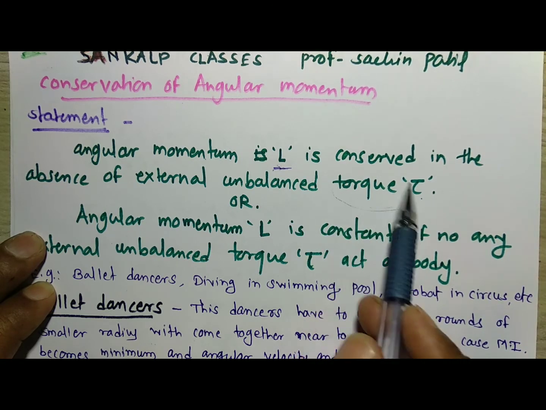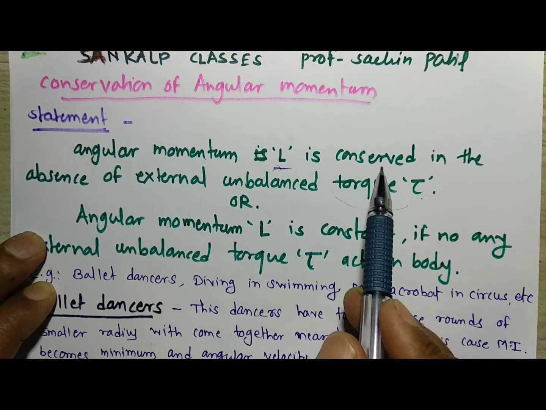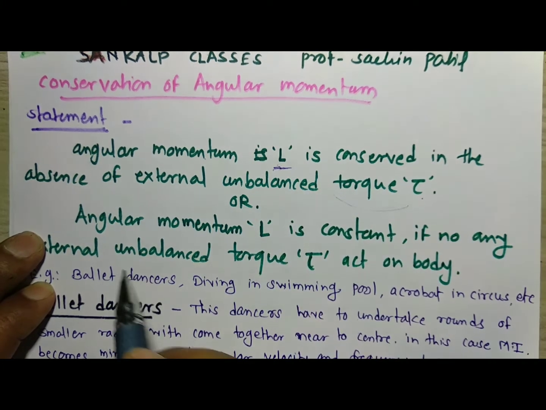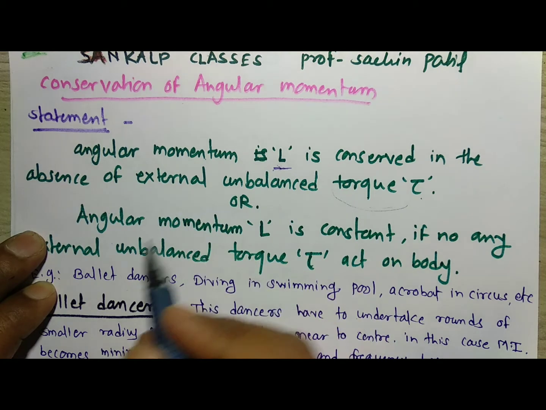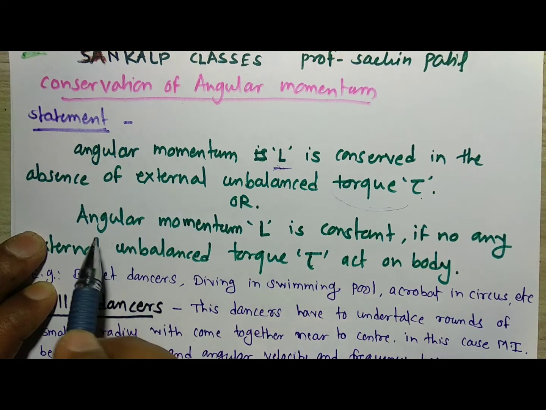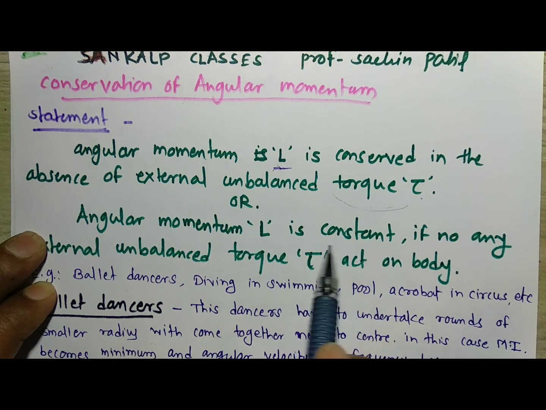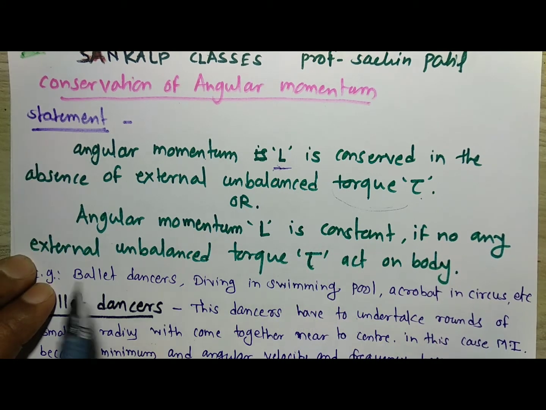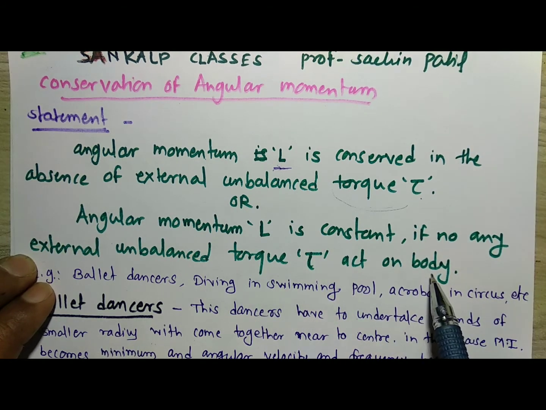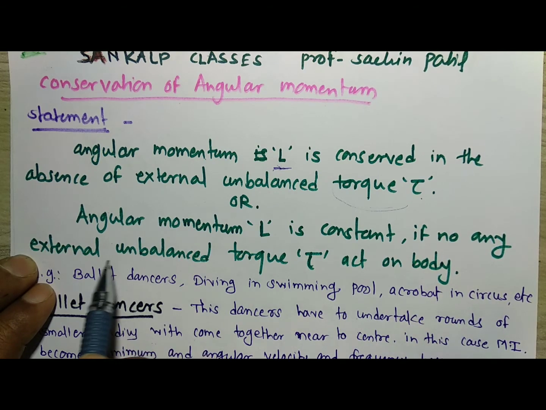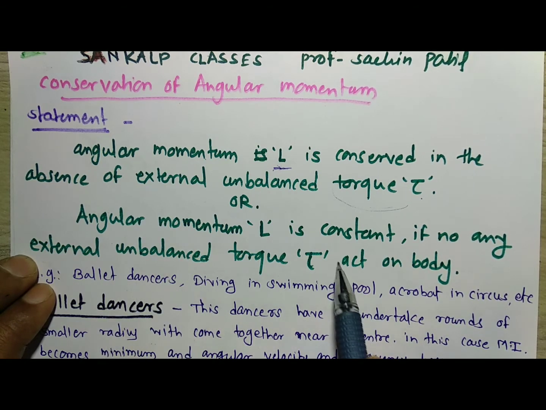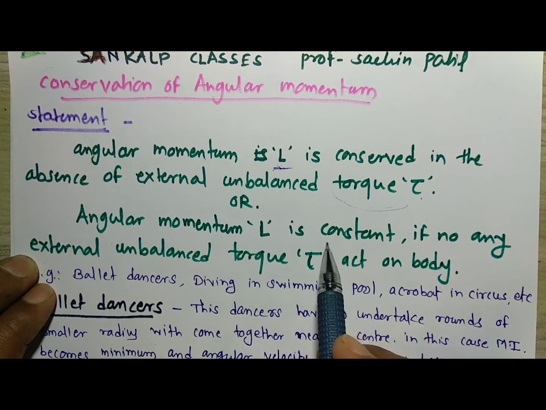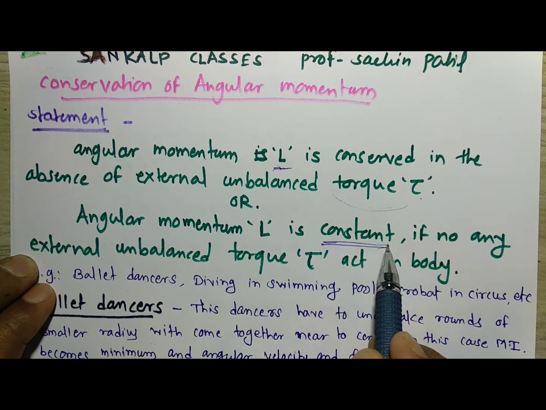That means torque is replaced by force, because we know that torque and force are analogous quantities. We can also state that angular momentum L is a constant. That means angular momentum does not change if no external torque acts on the body, that is, no external unbalanced torque is acting on that body. At that time the angular momentum of that body remains as it is, or remains constant.